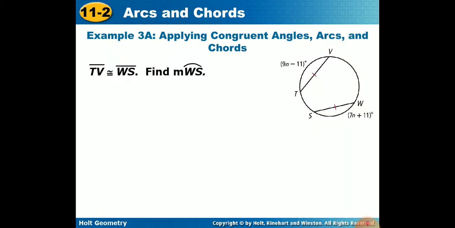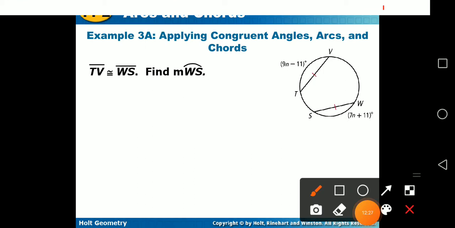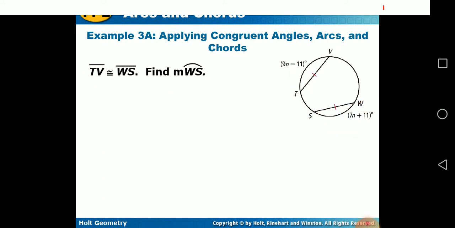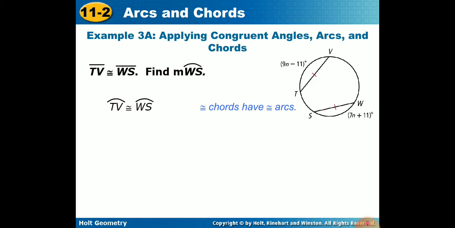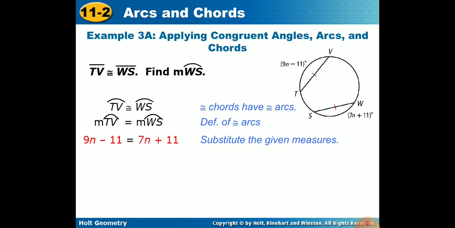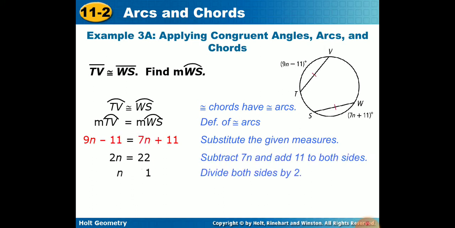Okay, let's have examples to make sure that we understand this. I have here the question, find measure of arc WS. This is WS, so this is the required. Remember, he gives me a piece of information, TV segment is congruent to WS segment. Therefore, the two arcs are congruent. We have congruent chords, so we have congruent arcs. It's given by two expressions, so I'm going to substitute the expressions and find n.